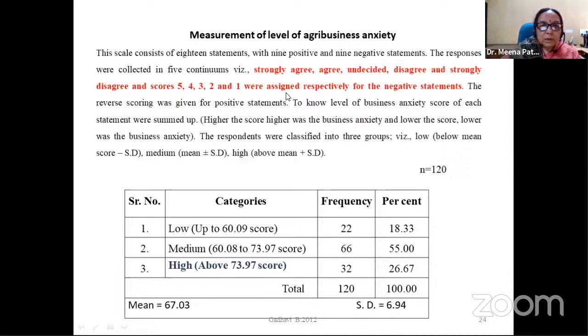So all the scores were summed up, and the higher the score, the higher was the agribusiness anxiety.